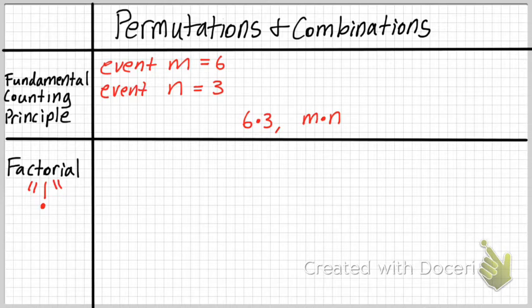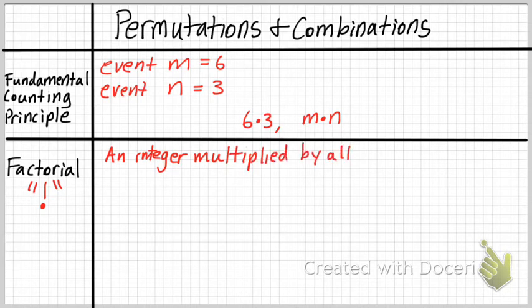We also learned about factorial. Factorial is when you have an integer and it's multiplied by all previous integers down to 1. So it's an integer multiplied by all previous integers.